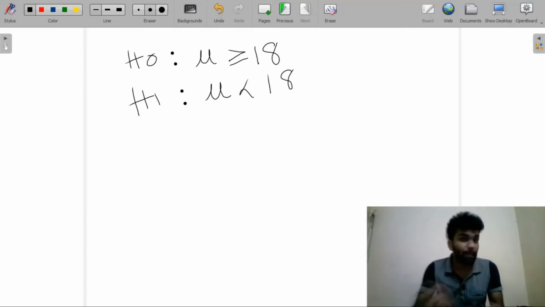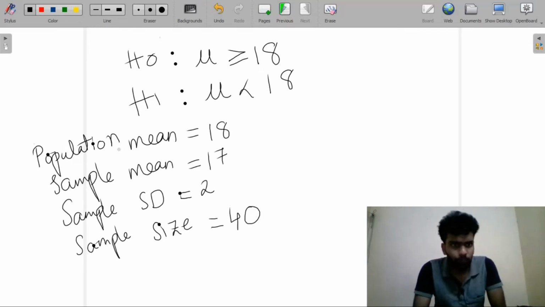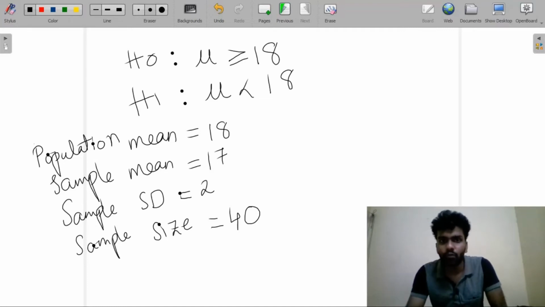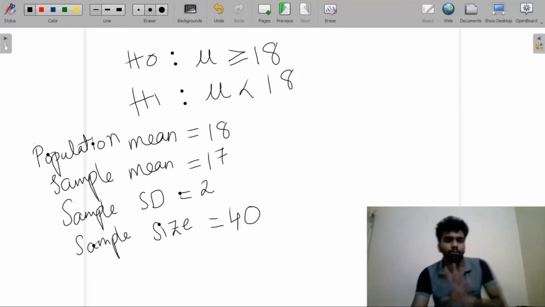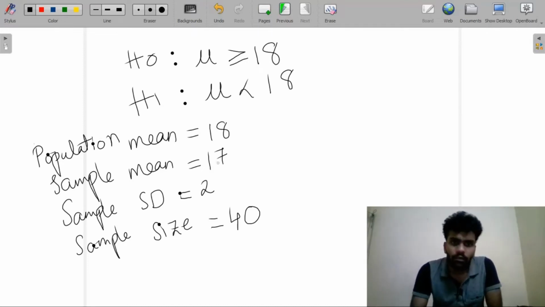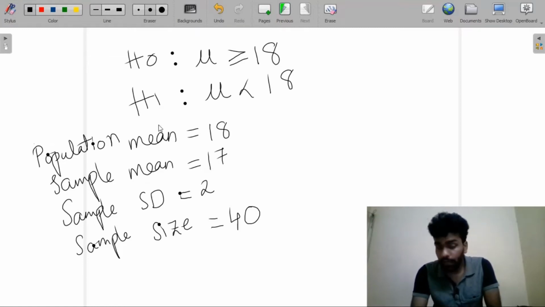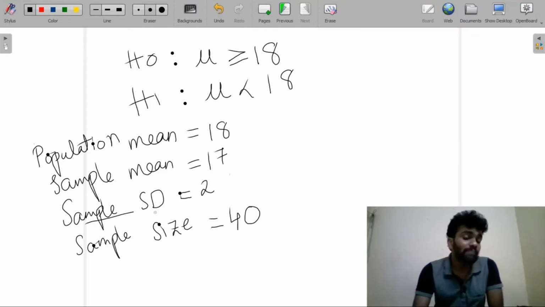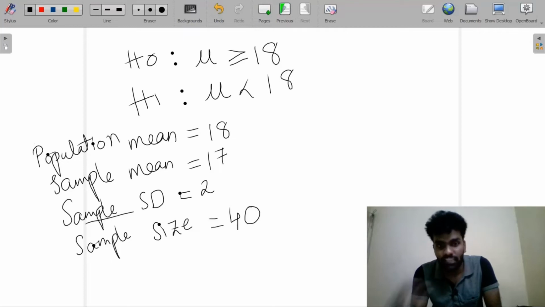Now we will define the parameters. The population mean is 18, which is what the company mentioned for the entire set of laptops. The sample mean, from the sample we took, is 17. The sample standard deviation is 2. And the sample size, the number of laptops we took, is 40. Those are the parameters I defined.